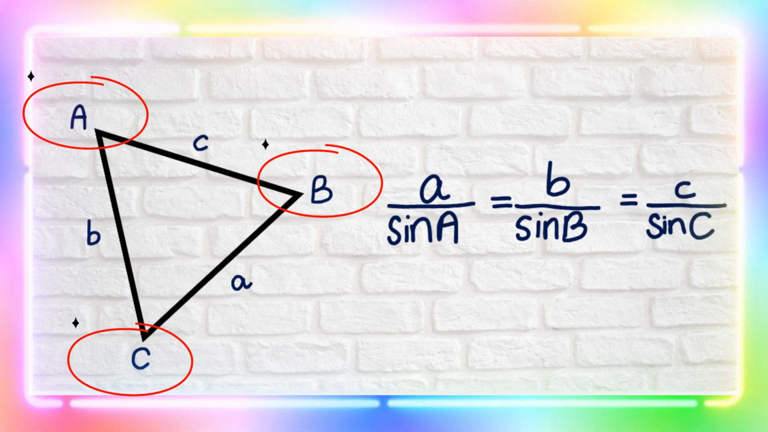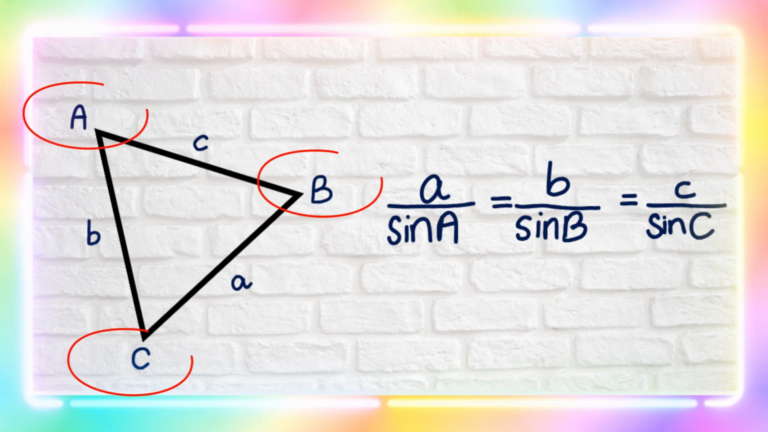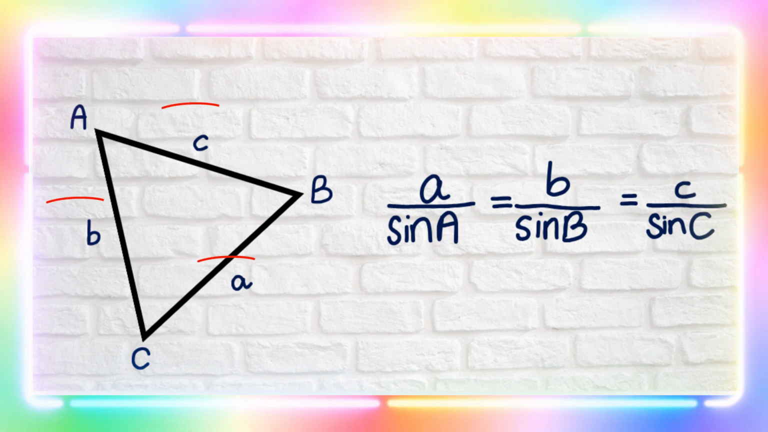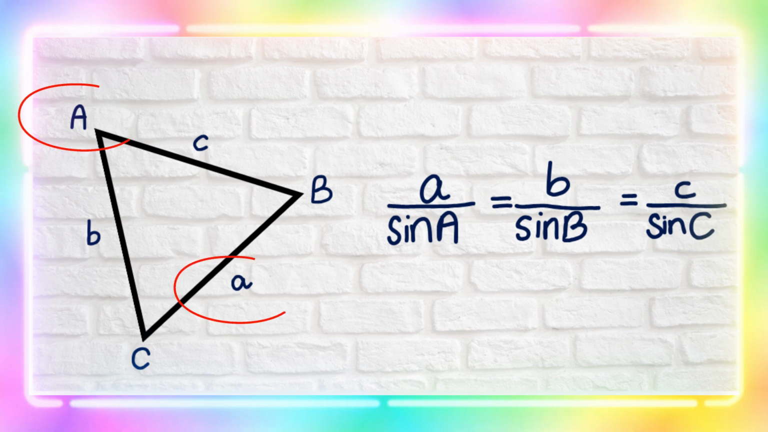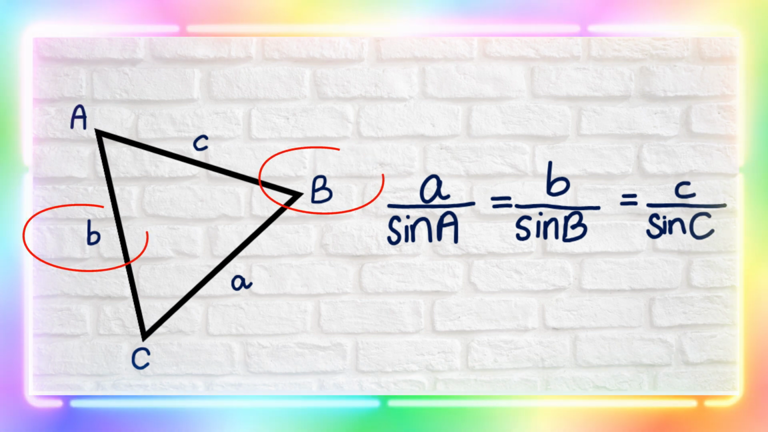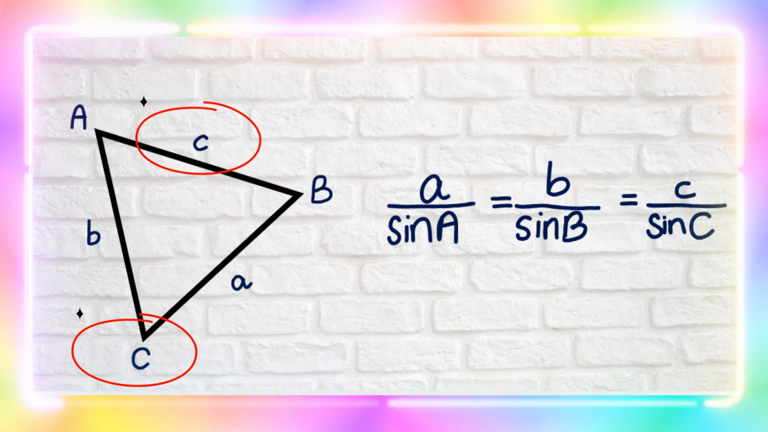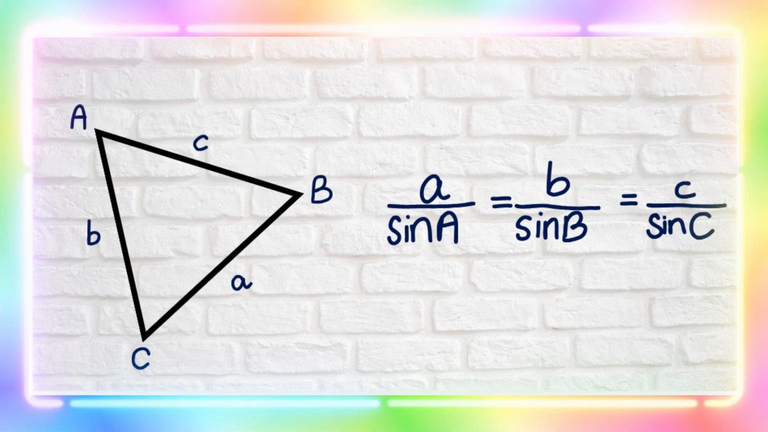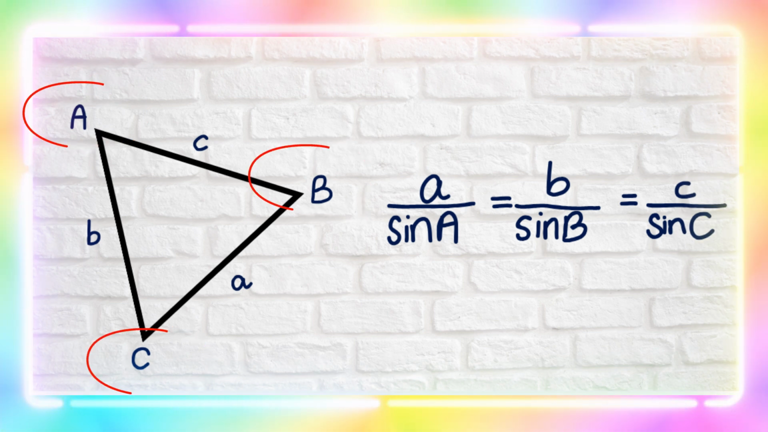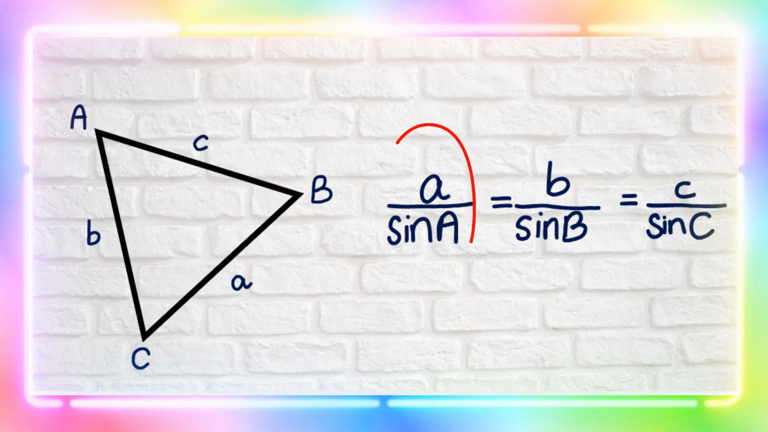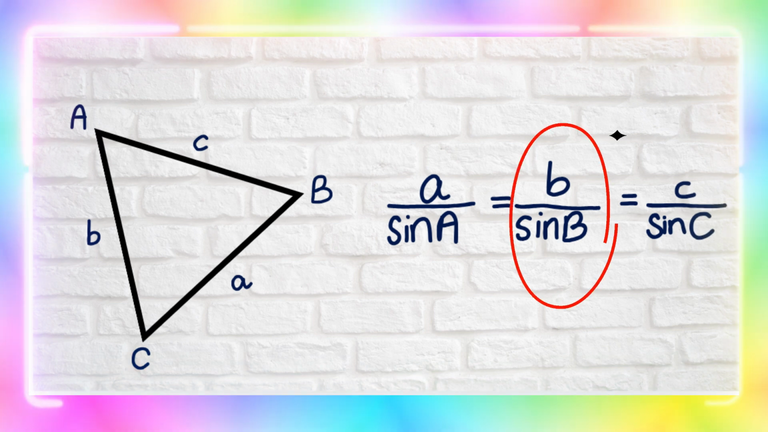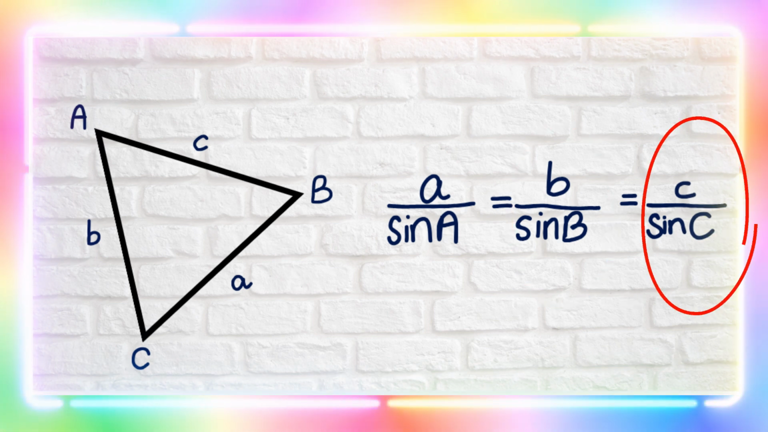The capital letters A, B, and C are angles here. The lowercase letters a, b, and c are the sides opposite to the angles respectively. In other words, the lowercase a is the side opposite to angle A. The lowercase b is the side opposite to angle B, and the lowercase c is the side opposite to angle C. As you can see here, the sine rule says that in any triangle where the angles are A, B, and C, which are shown here as the capital letters, side a over sine of angle A equals side b over sine of angle B, which also equals side c over sine of angle C.